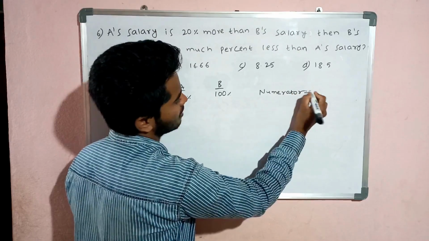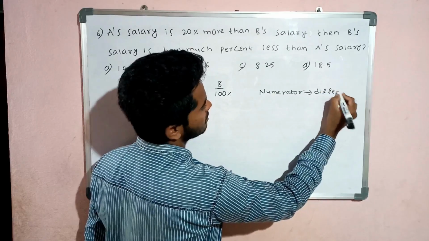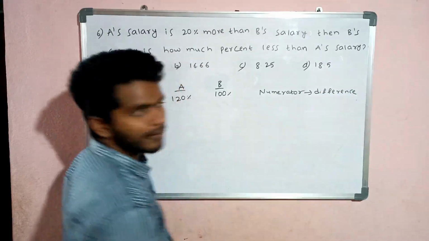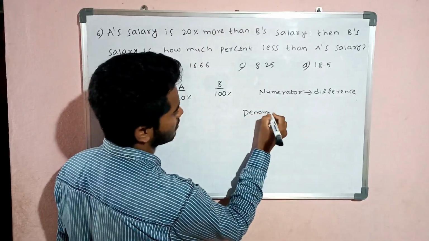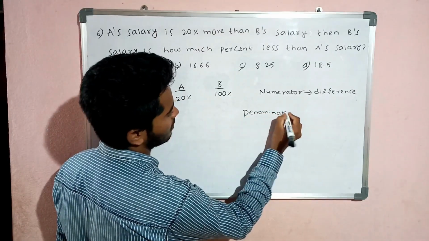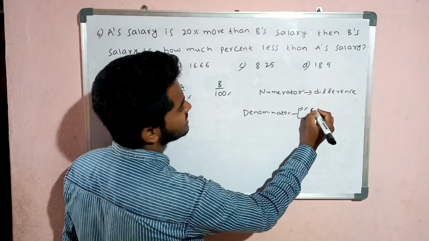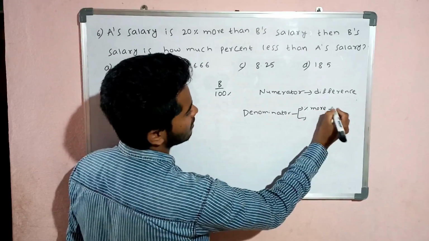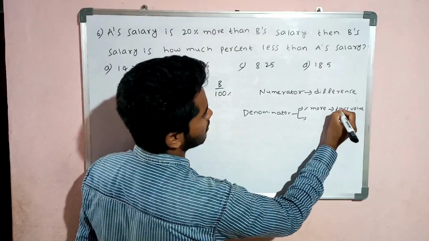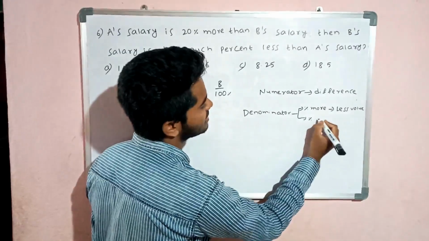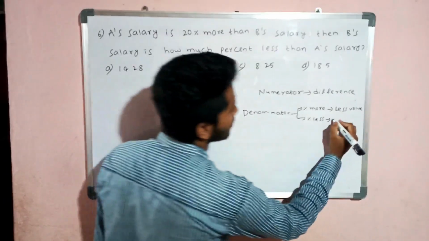Numerator, take the difference. Numerator, take the difference, and denominator: if the percentage is more, take the less value. If the percentage is less, take the more value.